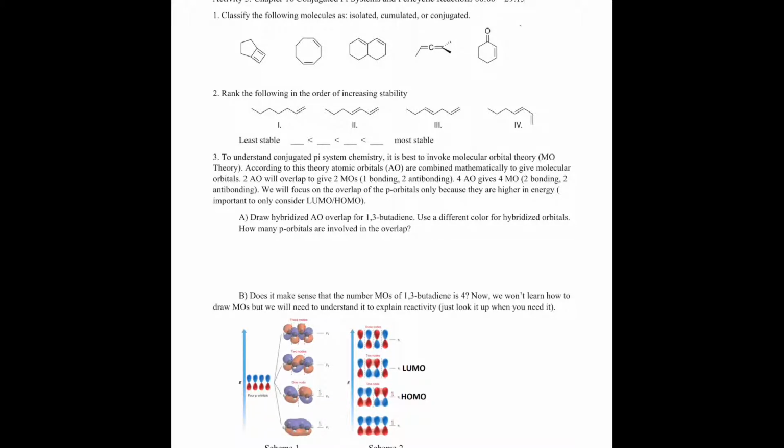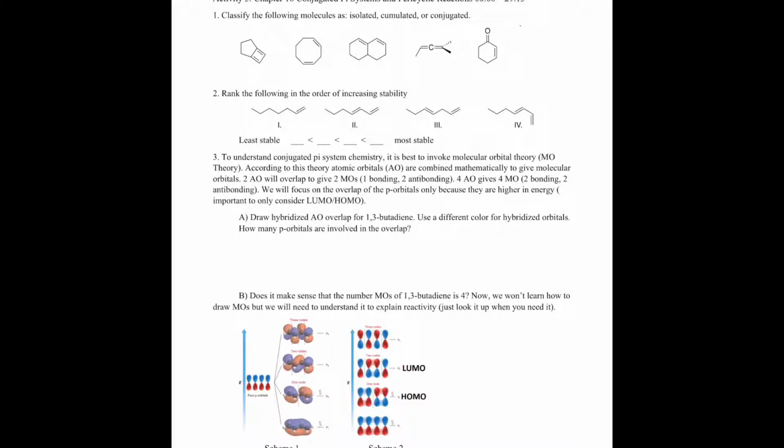So we're going to be going through the activity packet, and I'm just going to explain to you how I think through these questions. The first question is actually pretty straightforward, and it's just asking us which one is isolated, which one is cumulative, which one's conjugated.